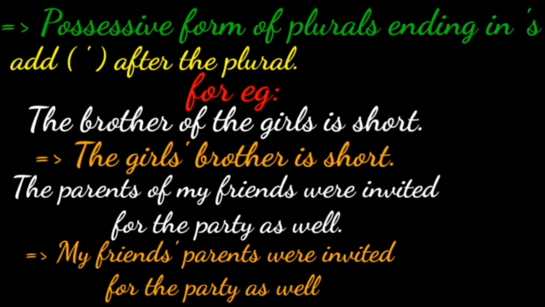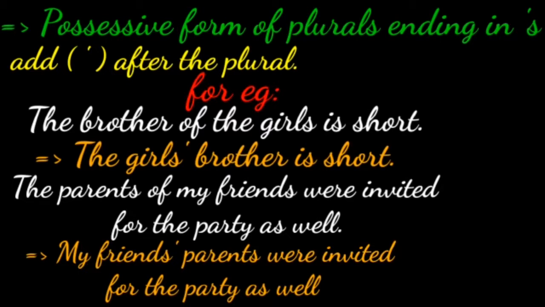Now, rule 2. To make the possessive form of plurals ending in s, just add an apostrophe after the plural. I repeat, to make the possessive form of plurals ending in s, just add an apostrophe after the plural. For example, the brother of the girls is short. It can be written as the girls' brother is short.